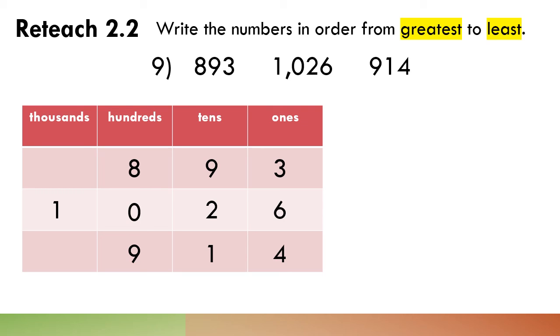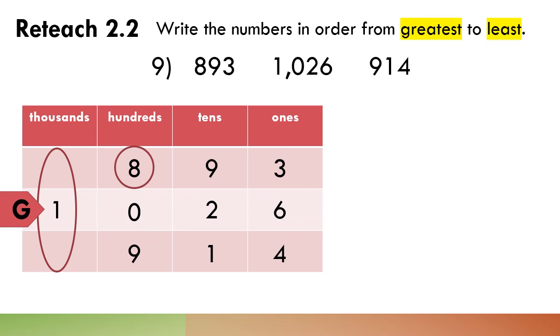So just as before, I'm going to compare these numbers before I order them, and I'm going to start with the greatest place. In this case, it's the thousands, but the only number that has a digit in the thousands is 1026. The 893 and the 914 do not have any thousands, so we look at that as 0. So right away we can see that 1026 is going to be our greatest number. So that means we now have to compare 893 and 914 to figure out which one of those comes next.